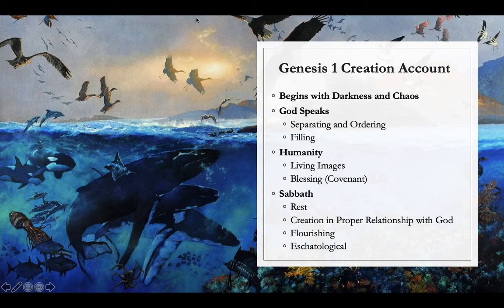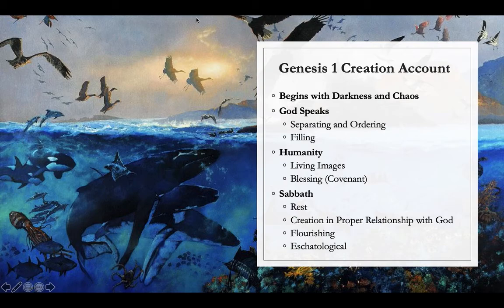When things are well and we're living as we're meant to live, we're at peace, we're at rest. And Genesis 1 is speaking to a creation in proper relationship with God, a creation that's flourishing. It has a space in which to live and flourish. And that word there, that last word, eschatological, is simply a fancy word that refers to the future. That the creation is opened up to the possibility of a new future.